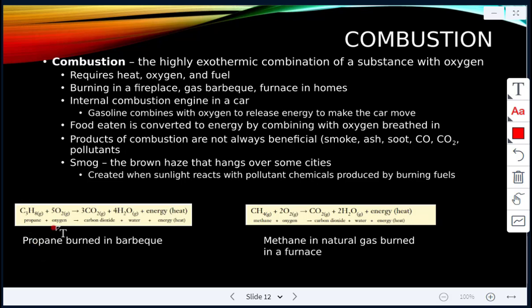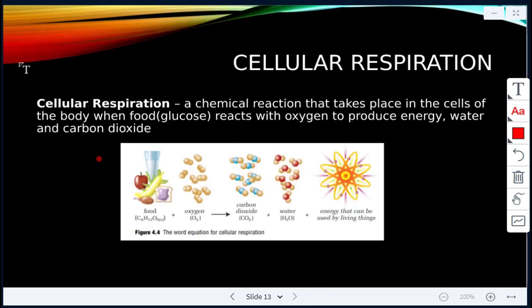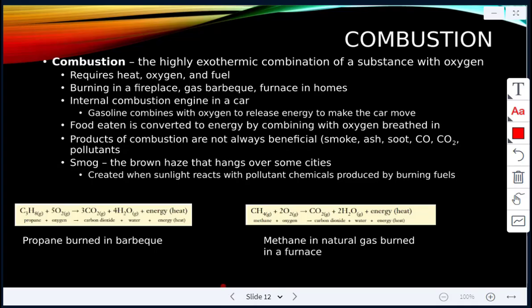This is a chemical reaction here at the bottom showing propane being burned in a barbecue. Propane plus oxygen produces carbon dioxide, water, and energy in the form of heat. And here is a reaction showing methane in natural gas being burned in a furnace. Methane, the CH4 gas, plus oxygen produces carbon dioxide, water, and energy as heat. I do have a video on combustion. Just going to pause it here.